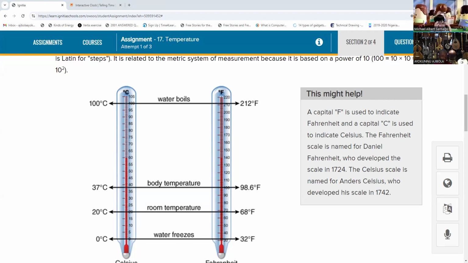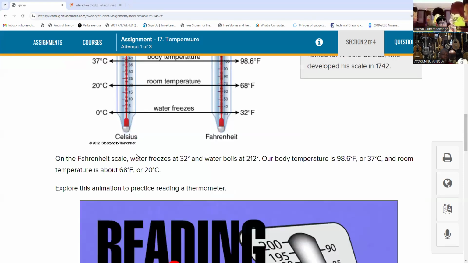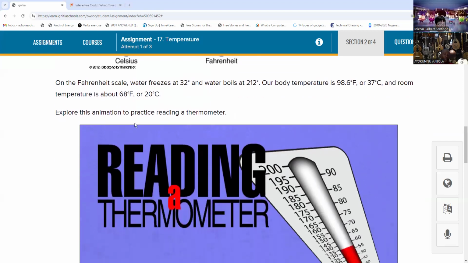So now the next thing to look at. On the Fahrenheit scale, water freezes at 32 and water boils at 212. Our body temperature is 98.6 or 37 degrees C. The room temperature is 68 Fahrenheit or 20 degrees C. So explore this animation to practice.